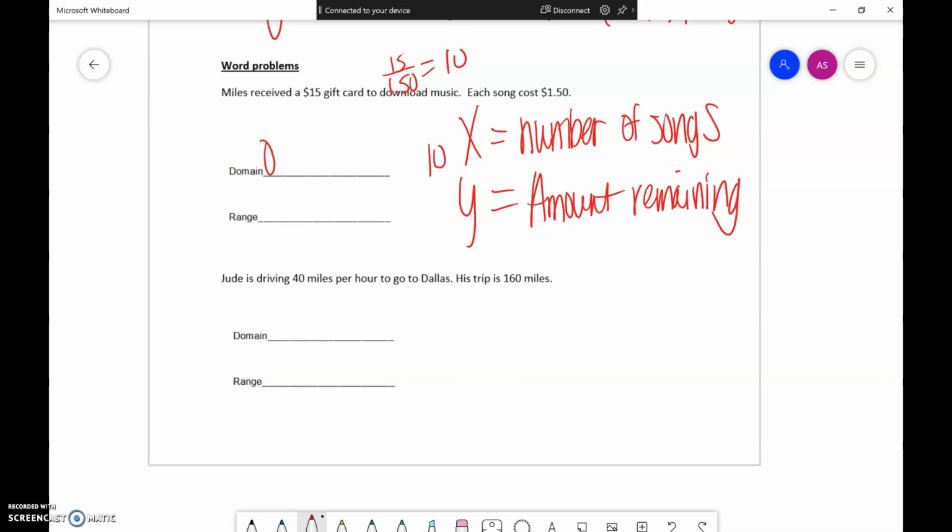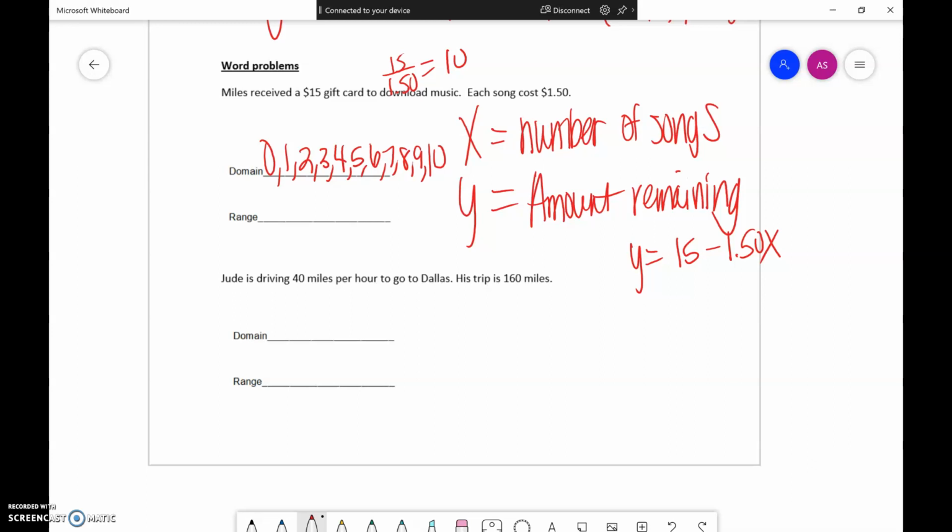So each time I buy a song, I'm subtracting that away from my $15 gift card. Okay. If you wanted to write an equation, you can have y equals 15 minus 1.50x. Okay, but we're not there yet, but you can go ahead and write that if you want to. So basically, the possibilities he has are 0 songs, 1 song, 2 songs, 3 songs, and so on and so forth. Somebody asked me, do I have to write all the numbers? The answer to that is yes.